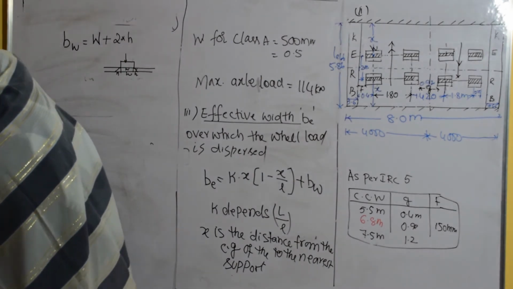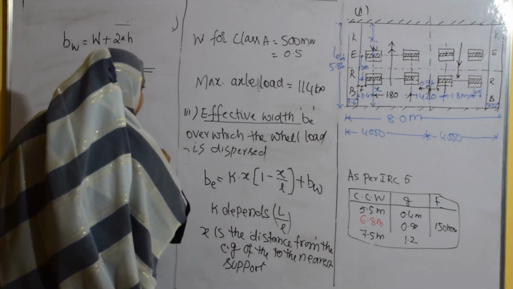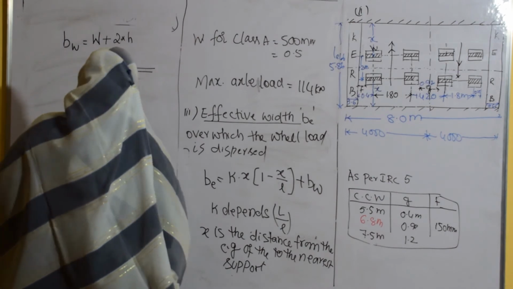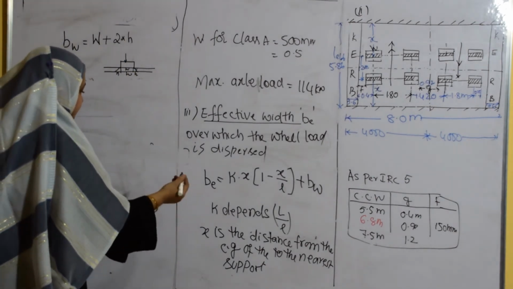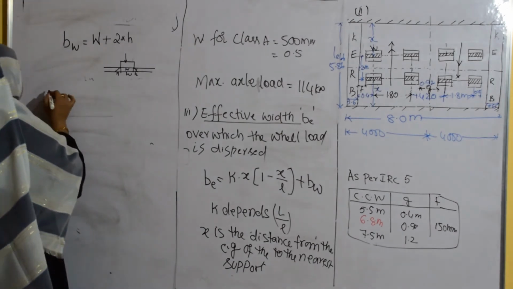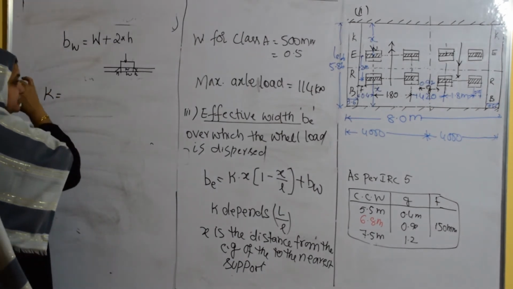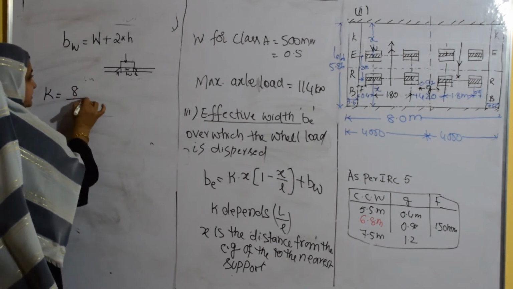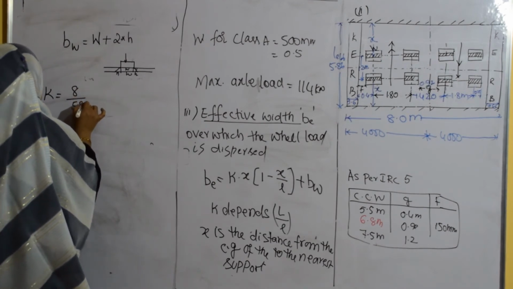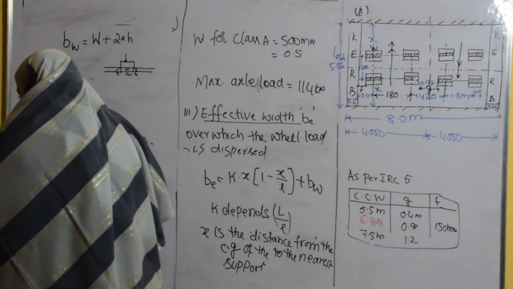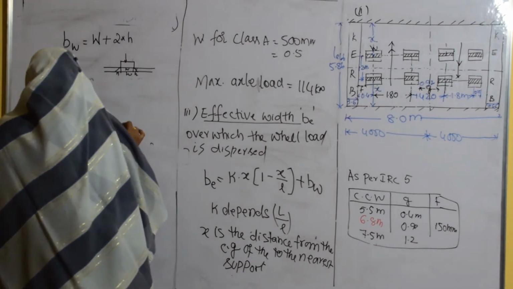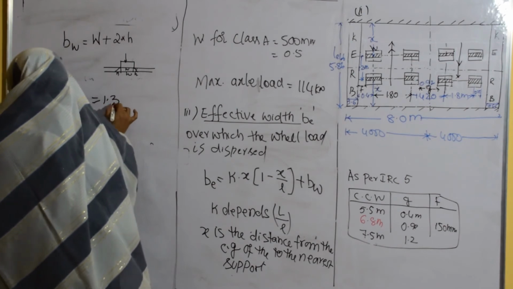Now we will calculate the effective width for our problem. First is K. K depends on L by l, where L is 8 meters and small l is 5.86. 8 by 5.86 gives a value of 1.365.